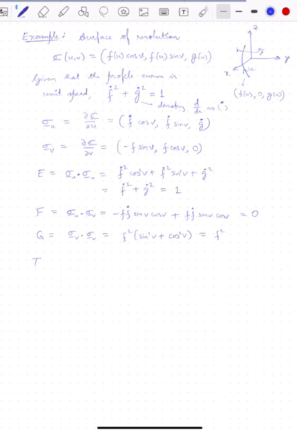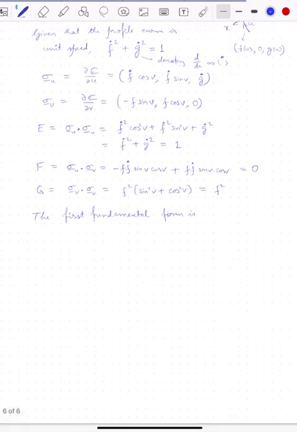So the first fundamental form is 1 into du squared, plus no F, so there is no cross term. And then we have plus f squared dv squared. And of course, the argument of f is u. And then we have dv squared.